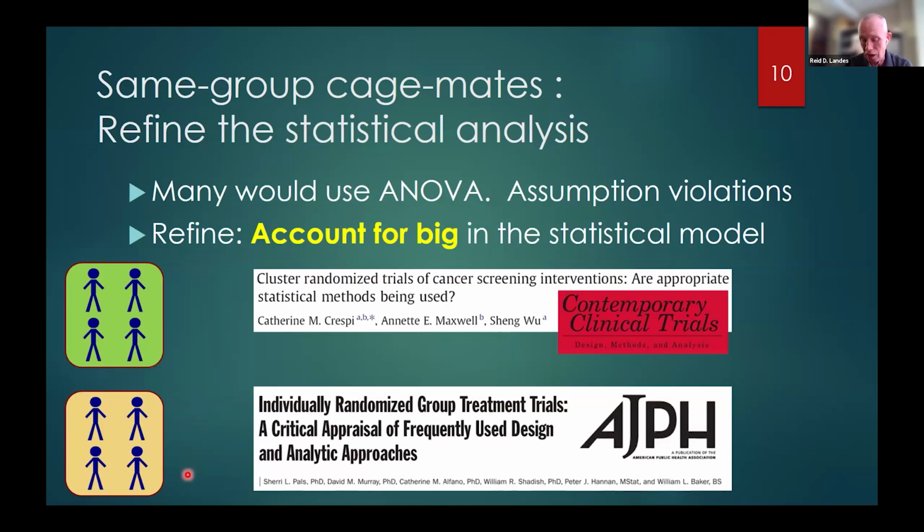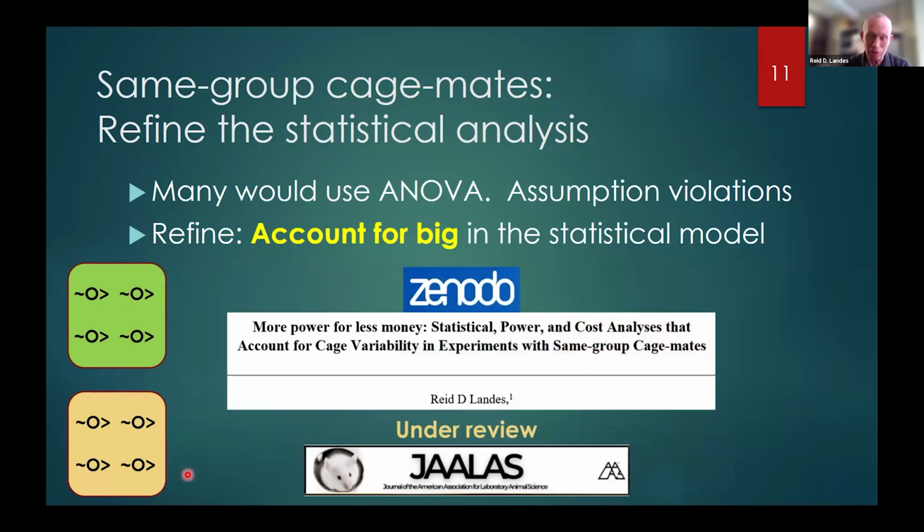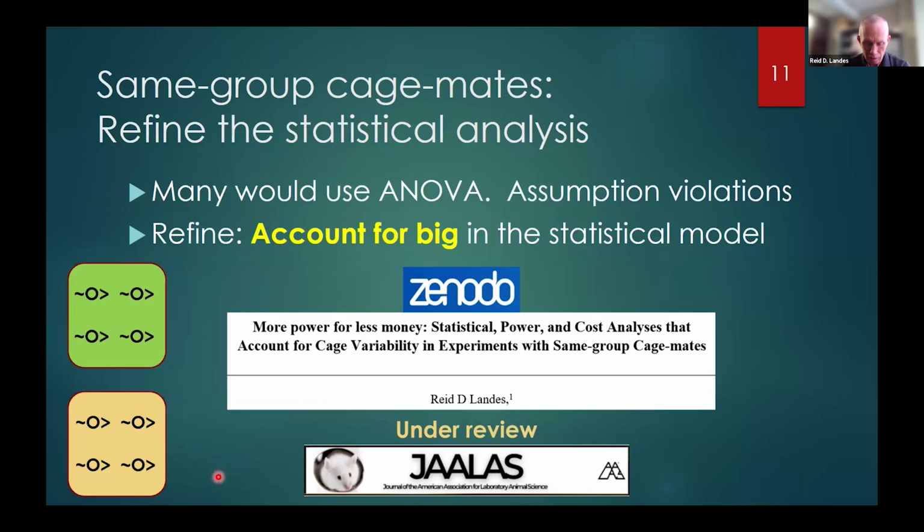I had a difficult time finding some articles on that. So when I was asked to do this talk, I got after it and was able to get this paper submitted yesterday. The preprint is on Zenodo. And in this, I describe how to do statistical power and cost analyses in experiments when you've got same group cage mates. And in there, we account for the cages in the statistical model. So with that, let's look at the results.